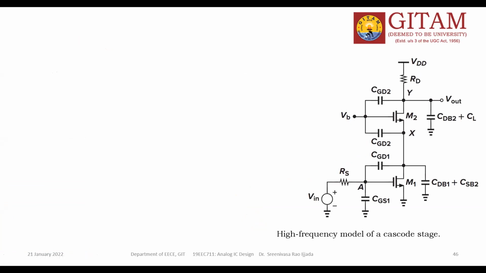High frequency model of a cascode stage. Differential pair with active load. Oh, sorry, this heading is not correct, so forget about this heading. Differential pair with active load. Just remember this circuit. This is the cascode stage, the high frequency model of the cascode stage.